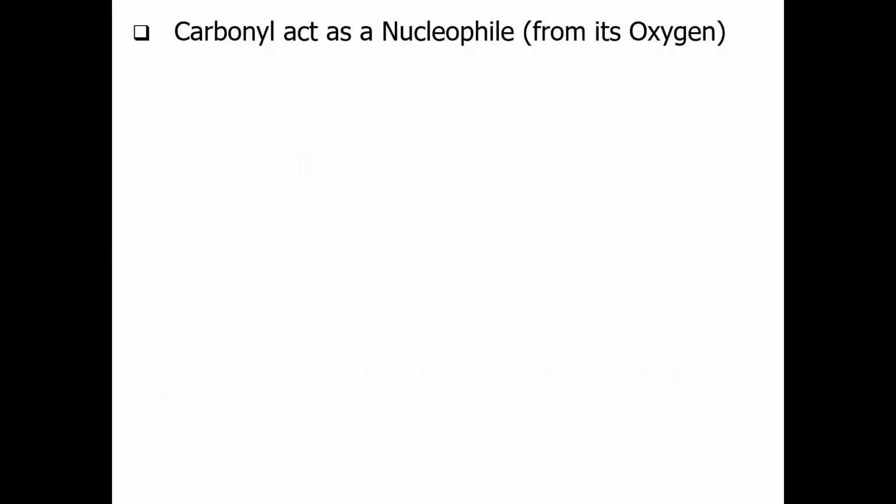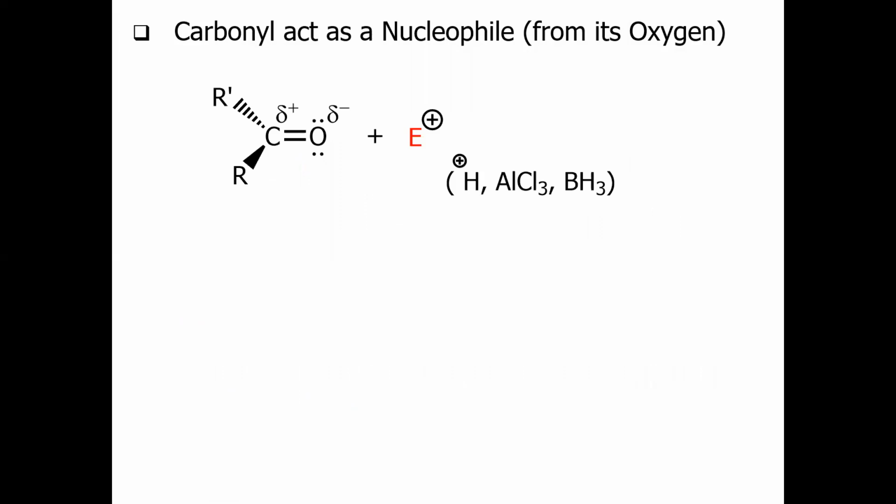Let us discuss the second property, in which the carbonyl acts as a nucleophile from its oxygen. When any electrophile comes into the vicinity of the carbonyl group, the oxygen will act as a nucleophile and give its electron to the empty orbital of this electrophile. Now, this electrophile can be any proton from an acid or any Lewis acid like AlCl3 and BH3. Of course, a Lewis acid has an empty orbital.